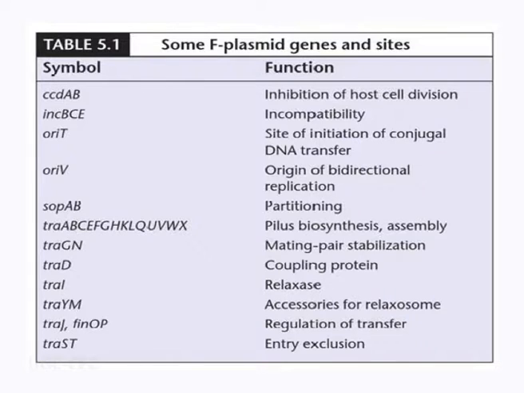Next we have got an important gene called TraS/TraT, which codes for entry exclusion. Means these genes are responsible for preventing the entry of a plasmid which is already present within a bacterial cell. So bacteria will make sure that once it has received an F plasmid, it won't receive any other copy of F plasmid.